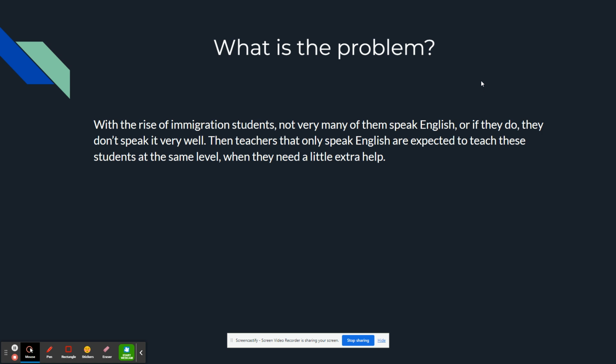Well, this isn't exactly a problem necessarily, but there are a lot of immigrant students in America nowadays. But the issue is that not very many of them speak English, or if they do, they don't speak it very well. They don't have a lot of words, or they're just not understanding the syntax of how English is spoken. Well, this becomes an issue when the vast majority of teachers in America only speak English.